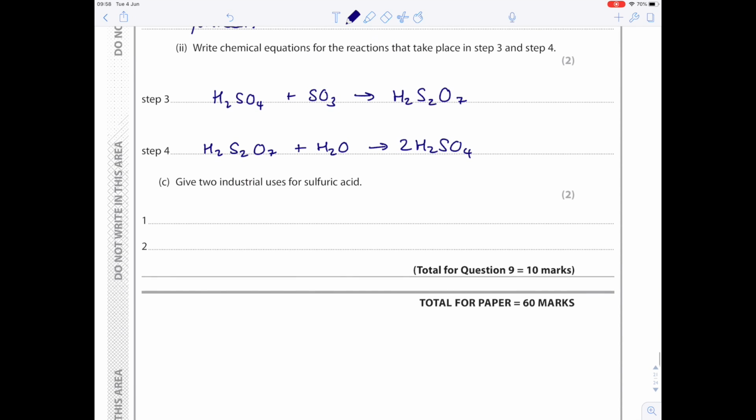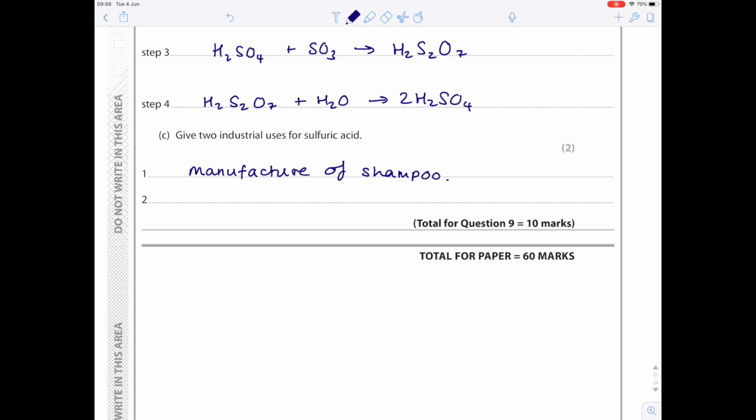We have 2 industrial uses for sulfuric acid. So we can say manufacture of shampoo or soaps. Anything really, so you could also say for use in car batteries, to make fertilizers, to make paints. I'm going to write that one.